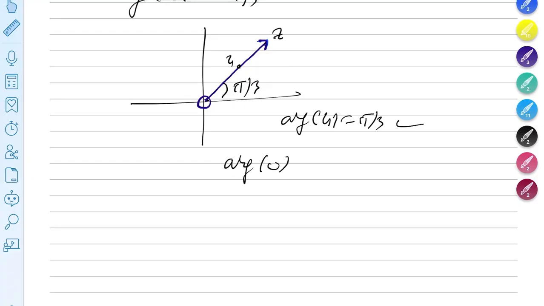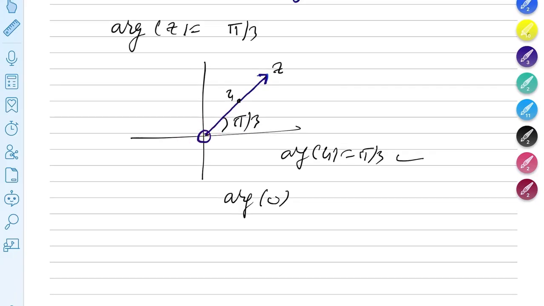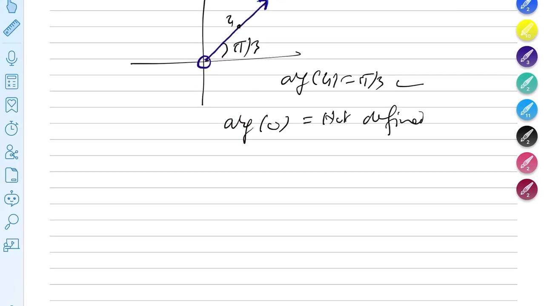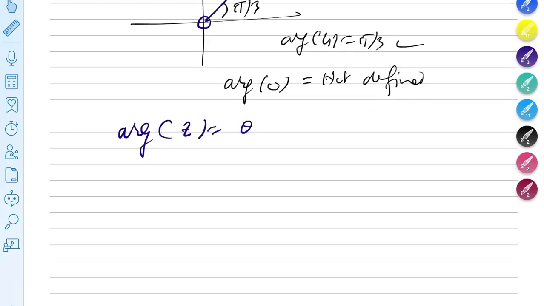But if I talk about the argument of 0, if the complex number lies at the origin, then this is not defined. That is the essential part. So essentially you should know that the argument of z is equal to any theta. This represents a ray originating from the origin and going outward in a direction such that its argument is theta. Again, this represents a ray except the origin from where it is originating.